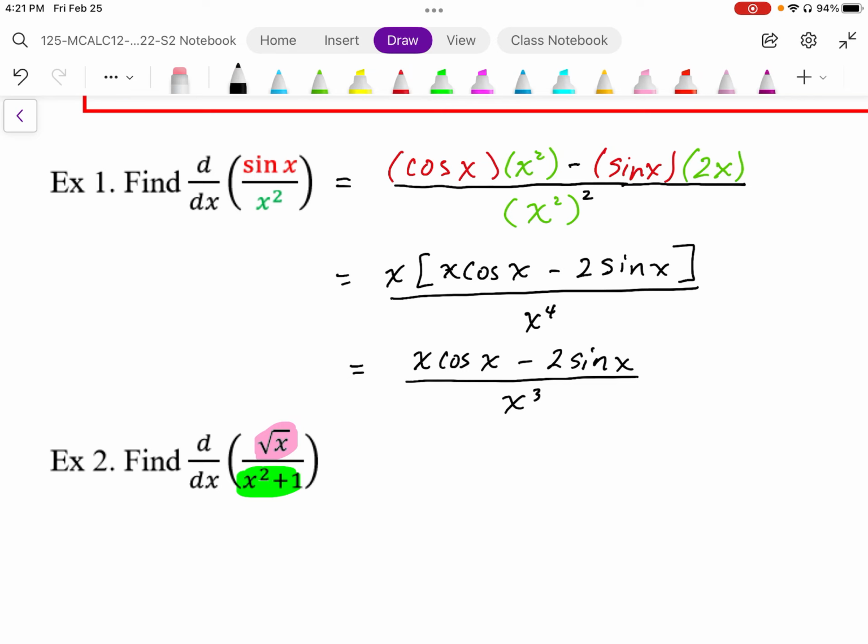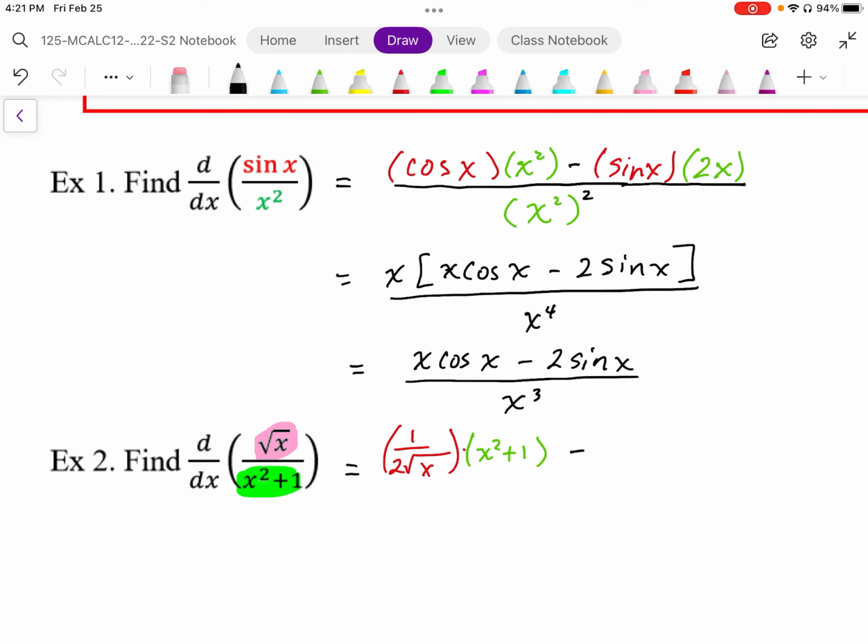So if I want to find the derivative function, I'm going to differentiate the numerator. So I'm going to end up with 1 over 2 square root x, and that's the derivative of the numerator. I'm going to multiply that by the denominator undifferentiated, so it's just x squared plus 1. I leave that alone.